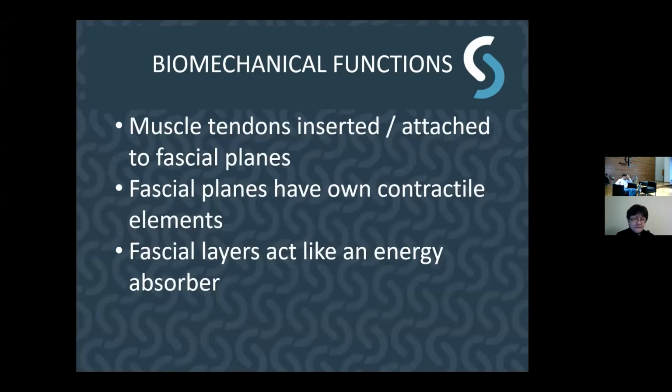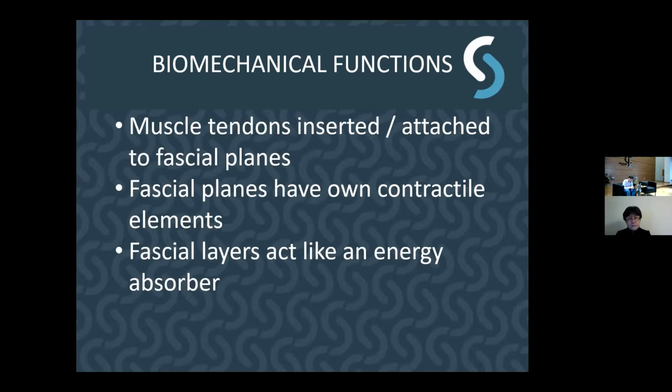Now, once you think about fascia, it's not just a piece in between muscles. So I would like to just tell you a little bit more about the biomechanical functions of fascial layers and how that impacts what we do. So firstly, muscle tendons insert onto the fascial planes. And because of this, these muscles, as they contract, they pull on the fascial planes, causing motion. Then fascial planes also have their own contractile elements. It's not that it's just a rigid structure.